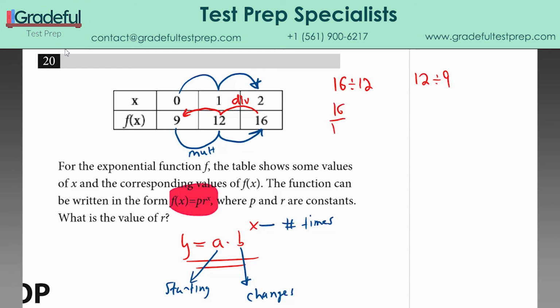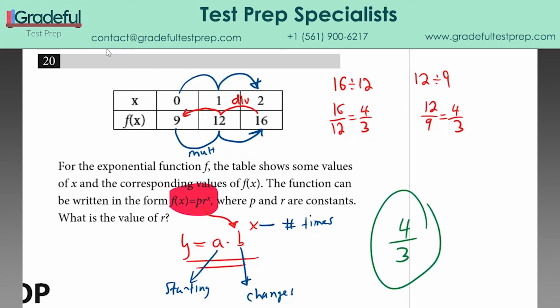So 16 over 12 simplifies by 4, that gives you 4 over 3, and 12 over 9 simplifies by 3, and that gives you 4 over 3. And so the thing that we're multiplying by, the b, is 4 over 3, and the question is asking us for exactly that, the thing that you're multiplying by. They're calling it r, but we call it b, and in any case, it's 4 over 3 for question 20.